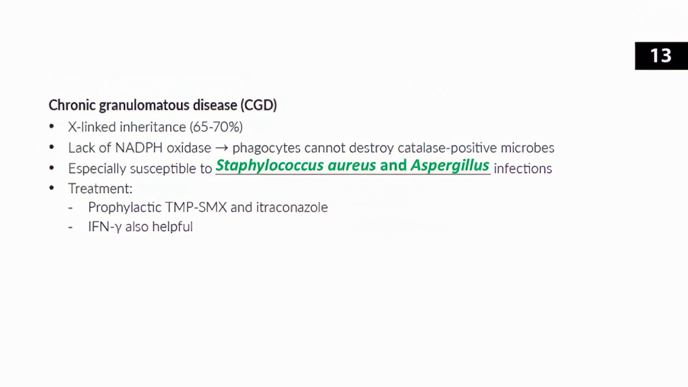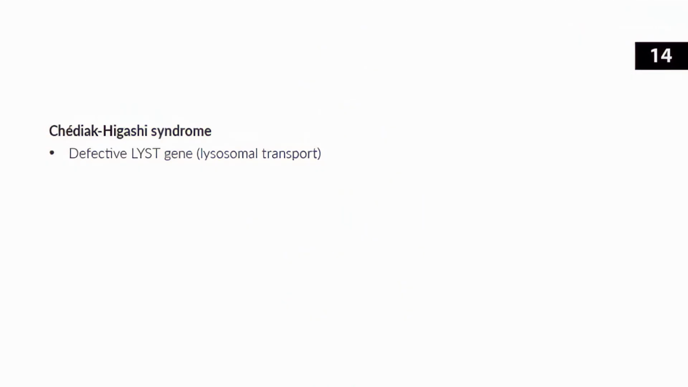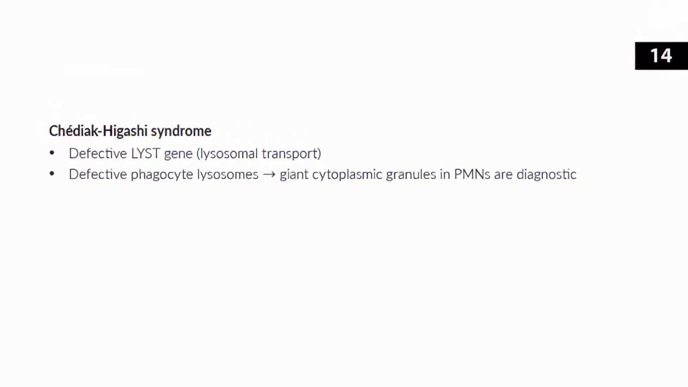Interferon gamma is also helpful in the treatment, though the exact mechanism isn't understood. Next is Chediak-Higashi syndrome. This is caused by a defect in the LYST gene, the lysosomal transport gene, which is important for transporting enzymes into the lysosomes. If you can't get enzymes into the lysosomes, the phagocyte lysosomes are defective. They won't work.